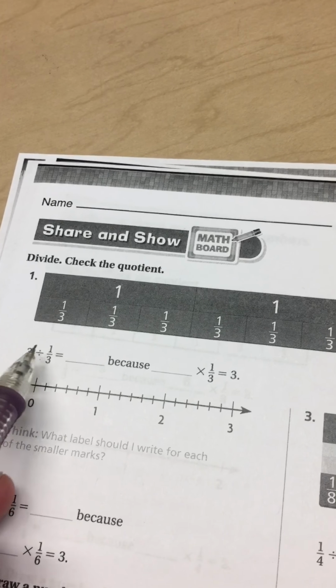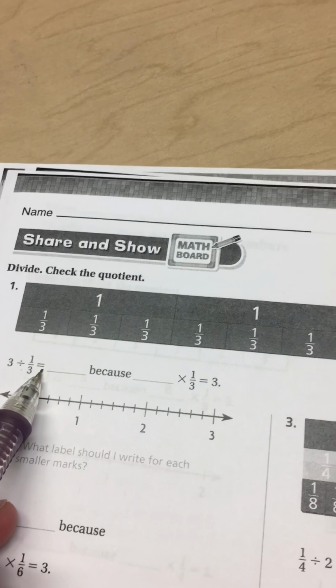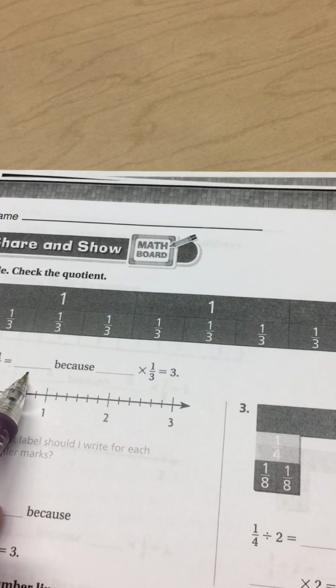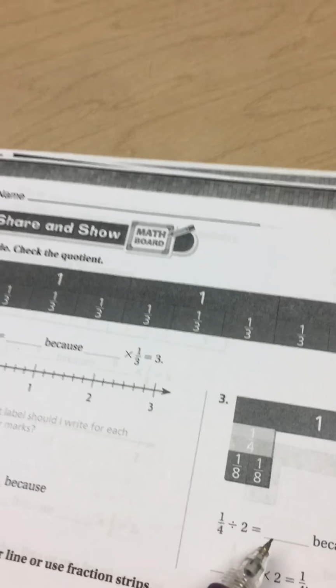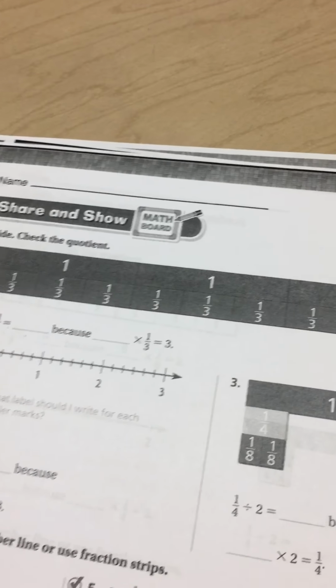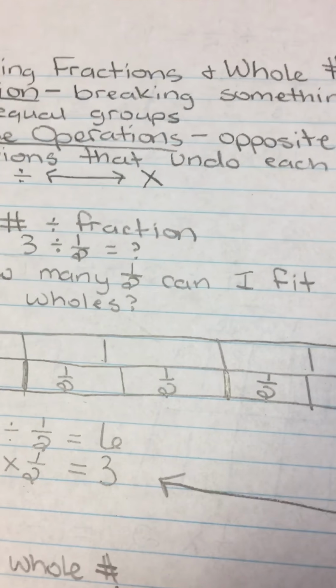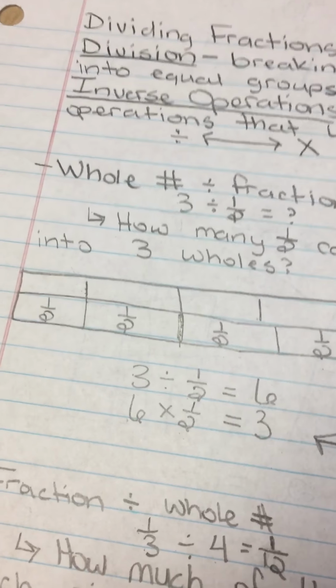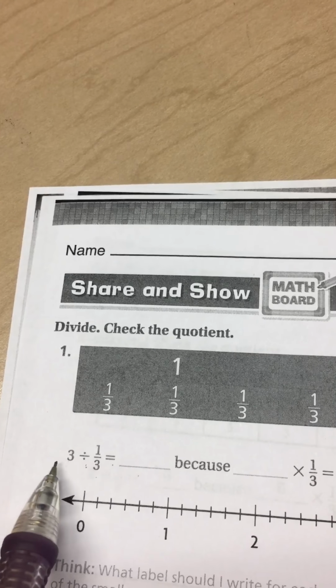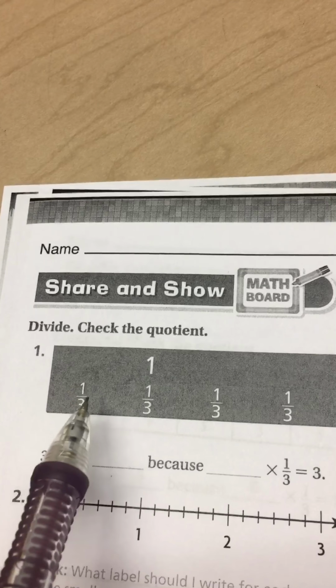Okay, so on this one they have the fraction strips for you. Then it says 3 divided by 1/3 equals what? And according to what we've done, all we have to do is count up however many thirds fit into 3. Because remember, refer back to that question that we wrote down: How many 1/2s can I fit into 3 wholes? In this case, how many 1/3s can I fit into 3 wholes? All you have to do is count.